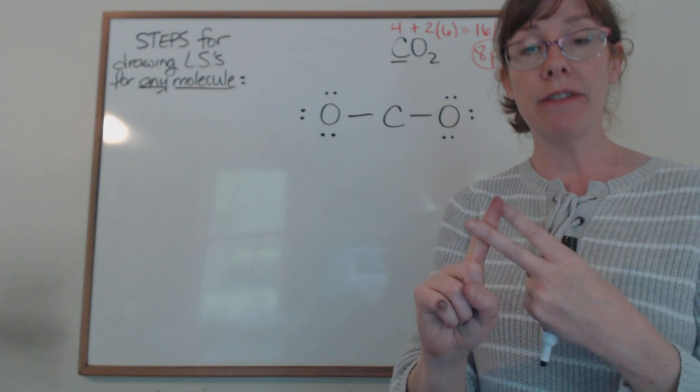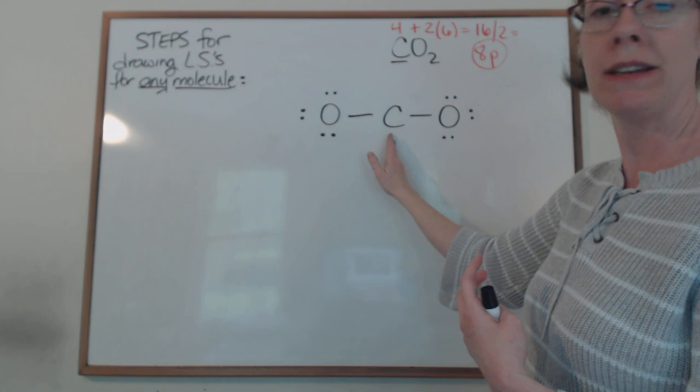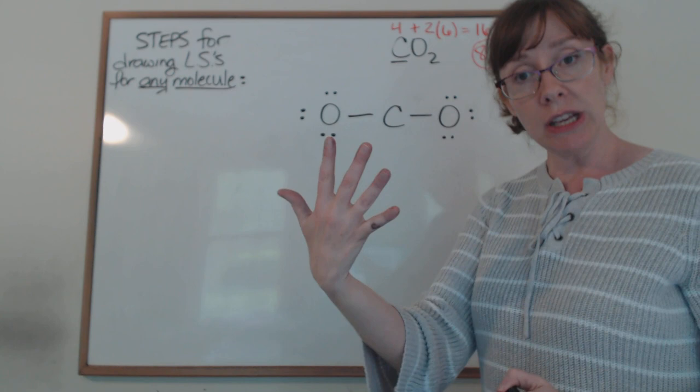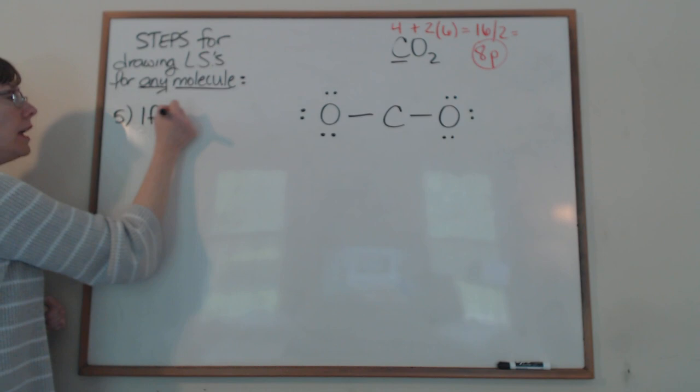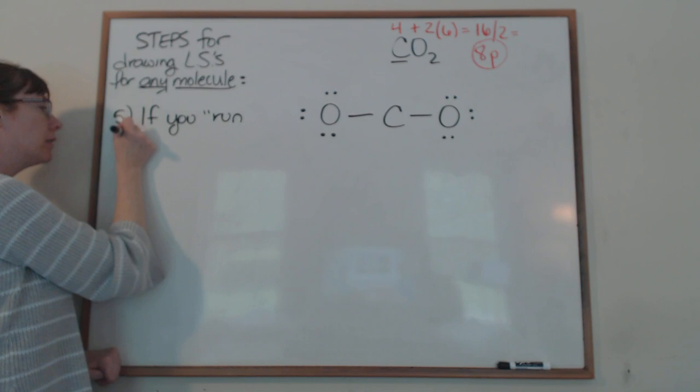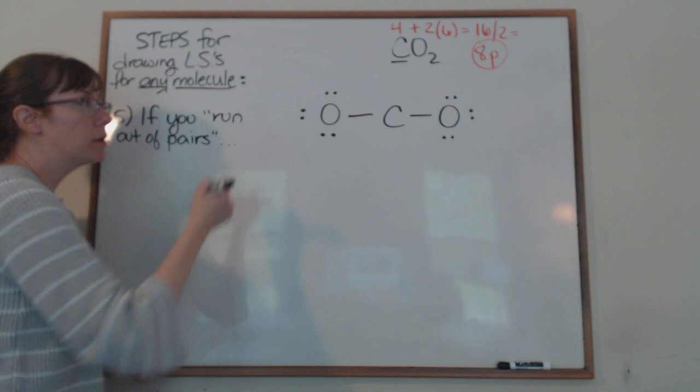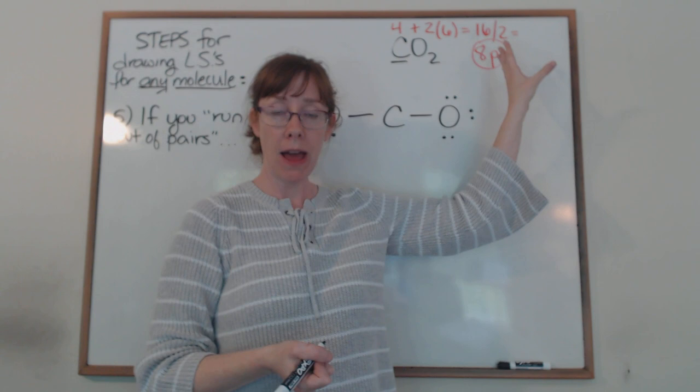Oxygen has an octet. Carbon does not, which means my Lewis structure is not complete. And so I need to actually address step number 5. If you run out of pairs, in other words, I'd like to add two more lone pairs on carbon to satisfy him. I don't have them. I can't invent them. They don't exist. So I've run out of pairs, essentially.